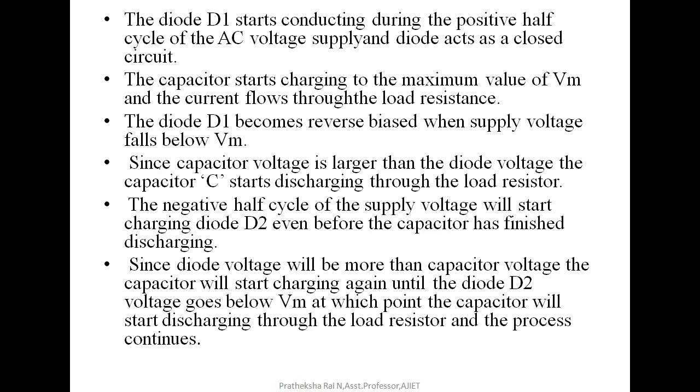The diode D1 becomes reverse biased when the supply voltage falls below Vm. Since the capacitor voltage is larger than the diode voltage, the capacitor C starts discharging through the load resistor. The negative half cycle of the supply voltage will start charging through diode D2 even before the capacitor has finished discharging. Since the diode voltage will be more than the capacitor voltage, the capacitor will start charging again until the diode D2 voltage goes below Vm, at which point the capacitor will start discharging through the load resistor and the process continues.